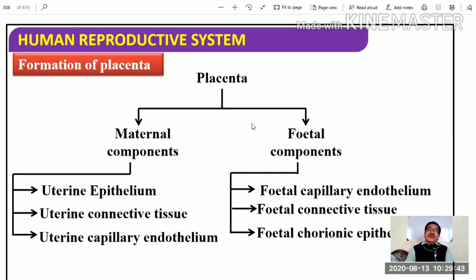So what are the fetal components? The fetal components consist of the fetal capillary endothelium, the small pipelines, the fetal connective tissue, and the fetal chorionic epithelium. So these are the parts of the fetal components.